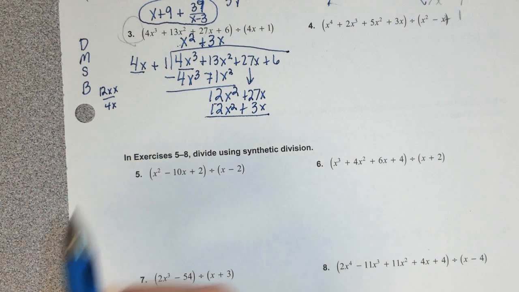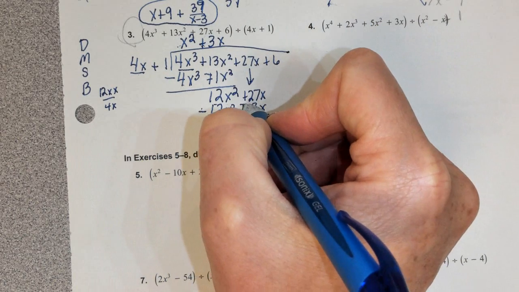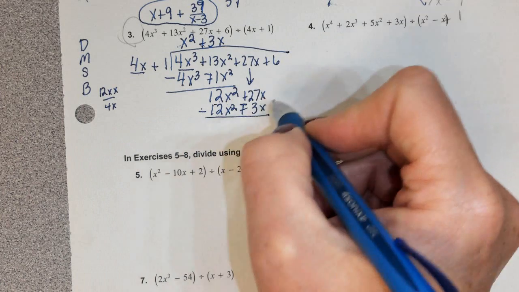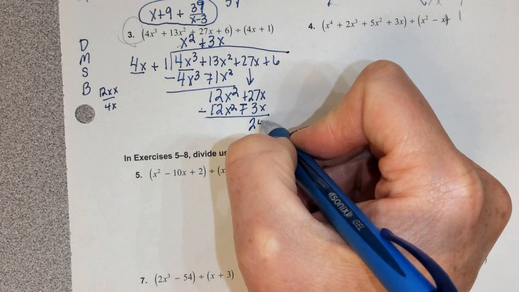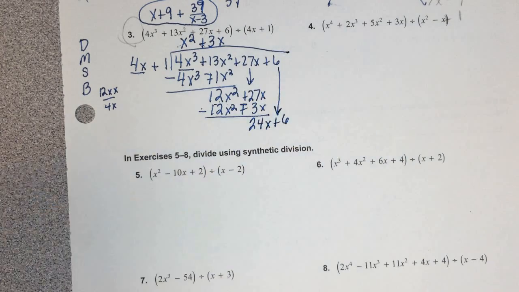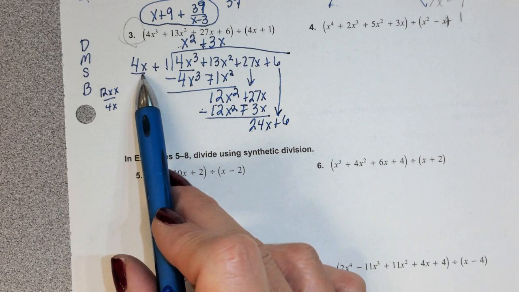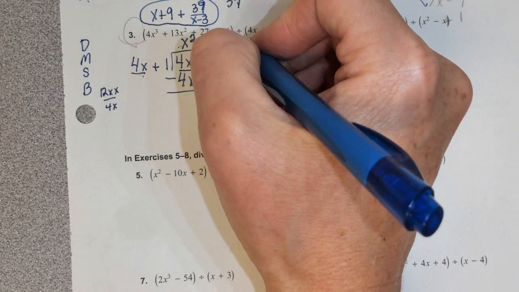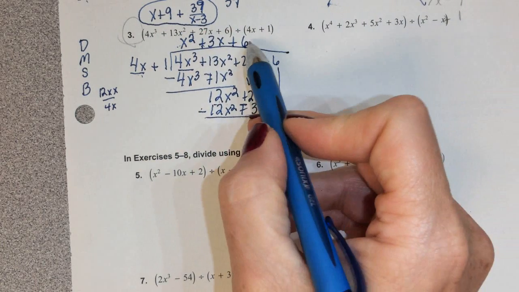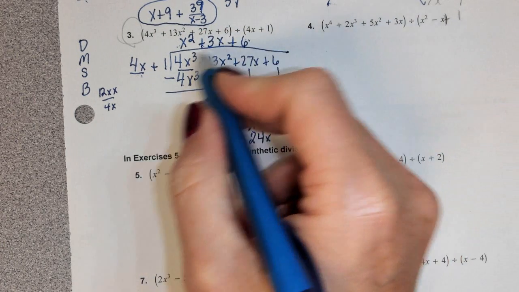After we've multiplied, we now have to subtract. So I subtract the whole thing. That's 0. This is 24x. And I have to bring down. And now I have to look at it and say 24x divided by 4x. What's that, everyone? 6. I have to multiply. 6 times 4x is 24x. 6 times 1 is 6.